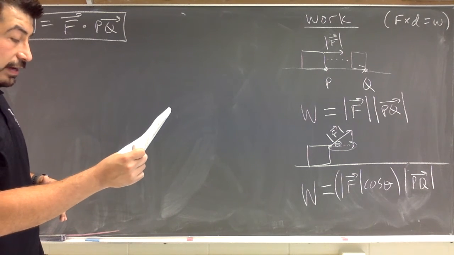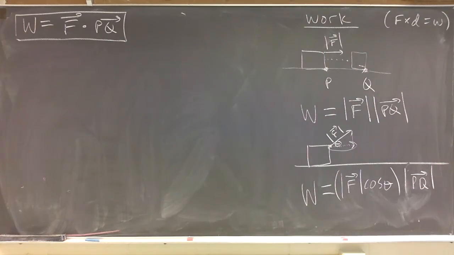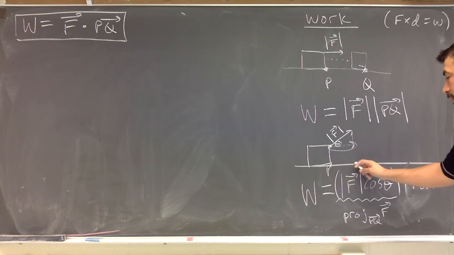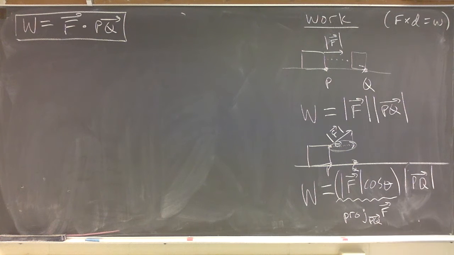Okay. Now, interestingly enough, we should mention here that this is also the same thing as the projection, just tying everything together that we've done this section, right? This is the projection of F onto PQ. And you can see that in the picture here, right? If this is P and this is Q, okay, then this portion is going to be the projection of that. Okay? All right.